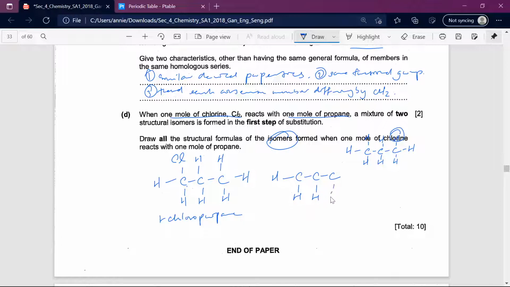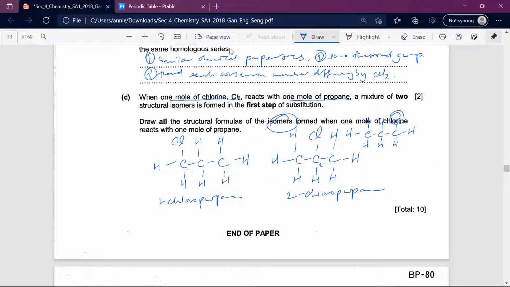Next, I want to replace this hydrogen with chlorine. So let's put it on the second carbon, so we have 2-chloropropane. 2 because it's on the second carbon, and chloro as the short name for chlorine, and it's attached to this atom here. So there you have it, and now it's the end of the paper.